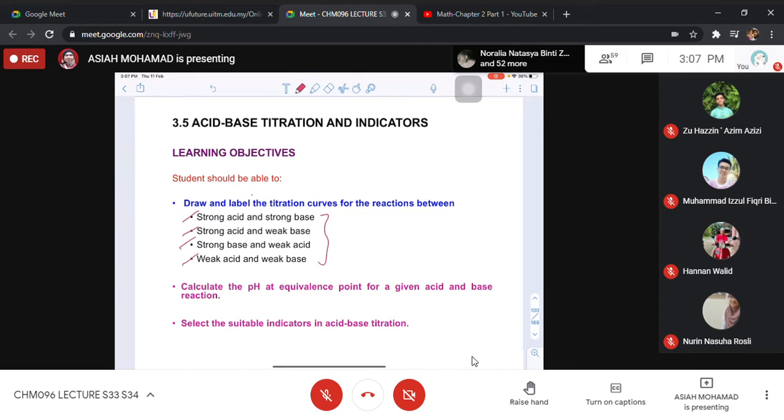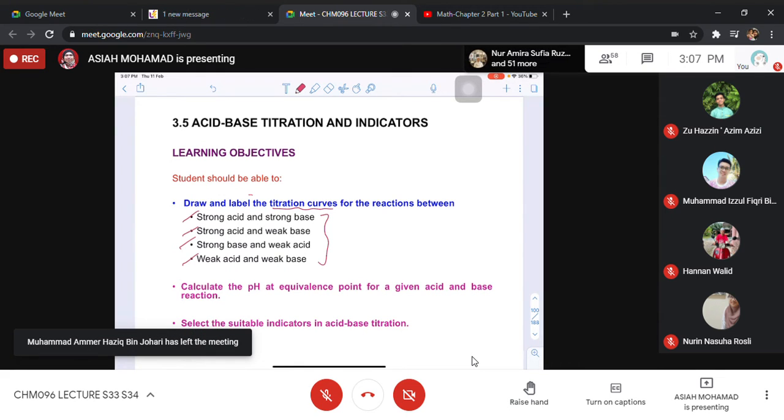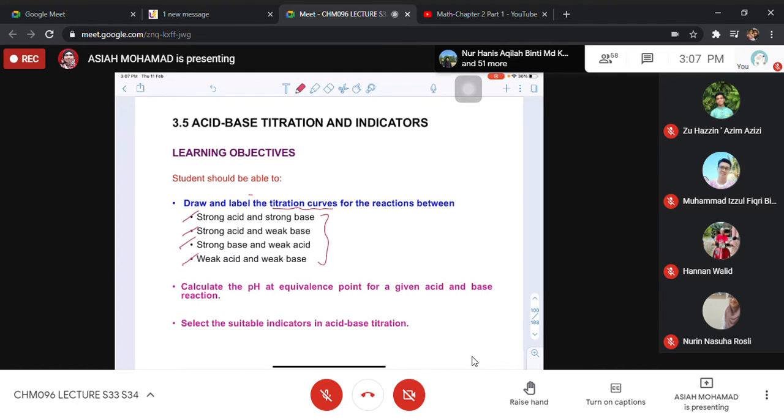So for all these, the titration curve is a bit different. We are going to look at all these one by one. Then, calculate the pH at the equivalent point for a given acid-base reaction. We have already done the calculation of pH for strong acid, strong base, weak acid, weak base, and salt. In this case, it involves the reaction between acid and base.